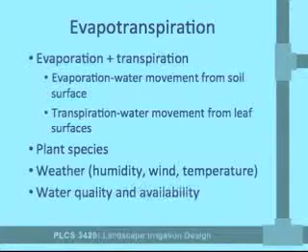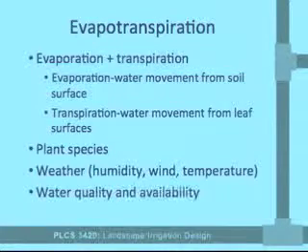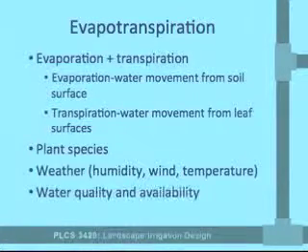Now these two things, evaporation and transpiration, aren't independent from one another. Transpiration is influenced by the amount of evaporation from the soil surface, and evaporation from the soil surface is influenced by the amount of leaf area in the plant material growing there. So what happens with evapotranspiration, or ET, is that water is transferred from the soil to the atmosphere, and this concentrates the salts remaining in the soil solution.